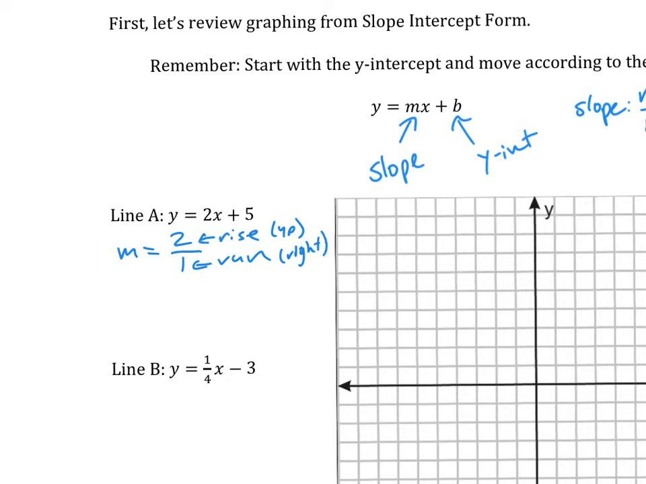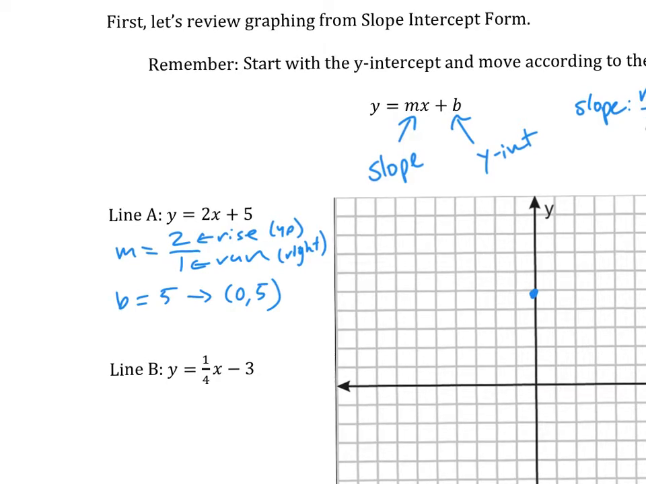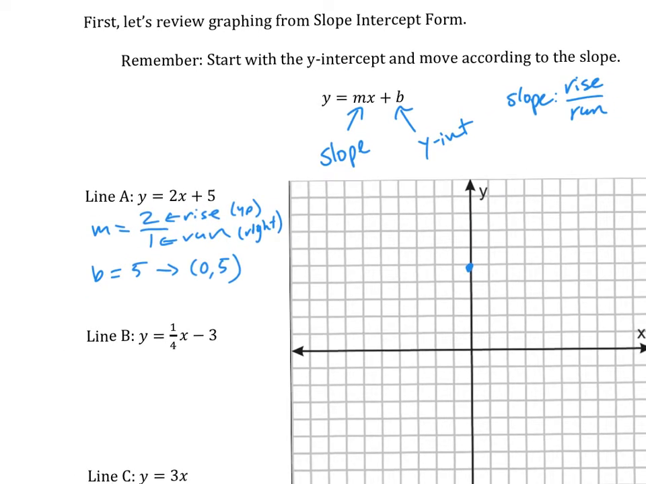But first we need to plot a point. In this case, the point we're going to plot is b is equal to 5. So our y-intercept is the point (0, 5). If I go over to my graph, I'll have 0 and go up 5, right there: 1, 2, 3, 4, 5. And then from there, I want to go up 2 and to the right 1. Up 2, to the right 1.